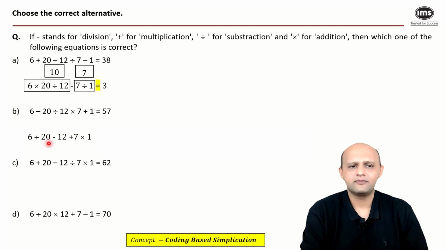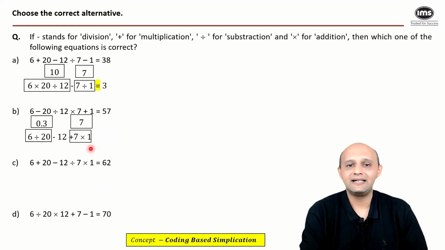6 by 20, be careful here. This is going to be 0.3. So 6 by 20 is 0.3. The remaining part of the calculation will definitely ensure that you end up in a fraction. So I think you could stop here also. But this is going to be 7. And the net value would be a negative value because 7.3 minus 12 is going to be minus 4.7. Okay, so that is also not equal to 57.